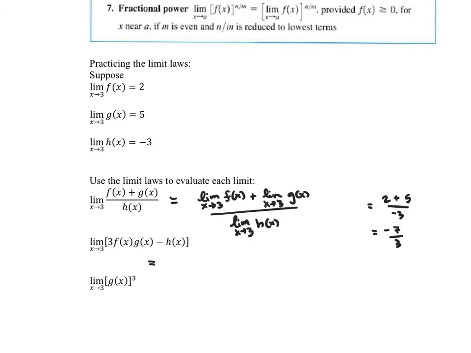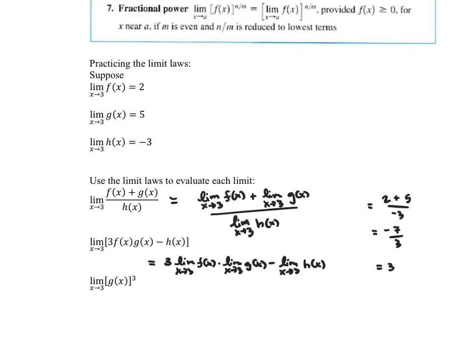We can use the constant multiple rule, the product rule, and the subtraction rule or difference rule. So I could expand this to be 3 times the limit as x approaches 3 of f of x times the limit as x approaches 3 of g of x minus the limit as x approaches 3 of h of x. Okay, over here I could do a little work to determine what that would be.